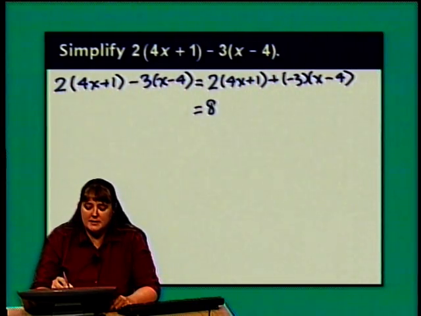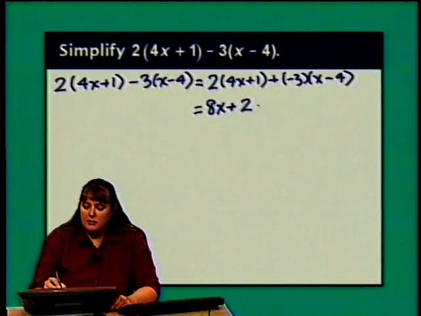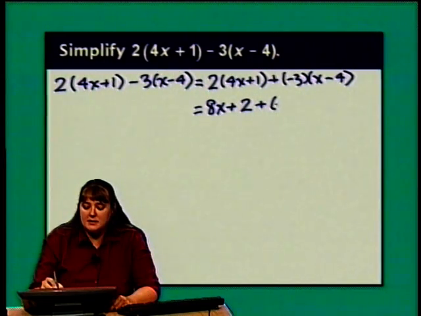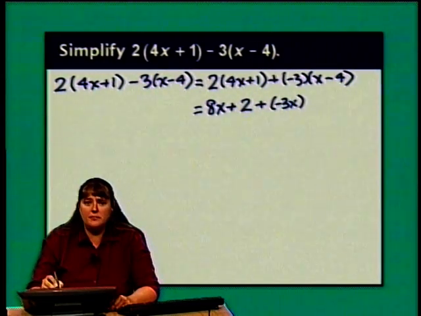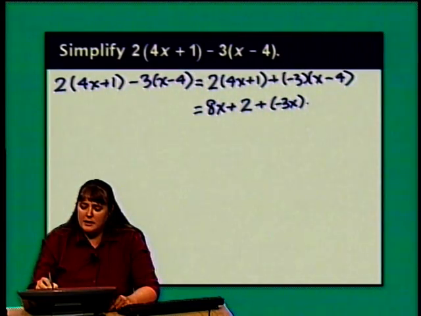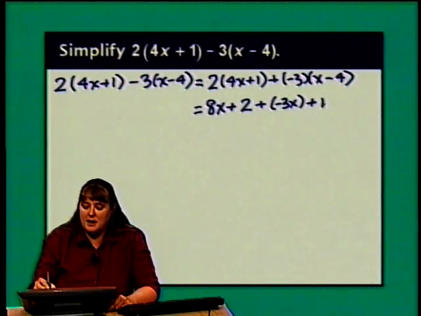2 times 4x is 8x, plus 2 times 1 is 2. Then I'm adding negative 3 times x. Negative 3 times x is negative 3x. Now at this point, I could have just written minus 3x. I know that adding negative 3x is the same as subtracting 3x. Then I'm adding negative 3 times negative 4. Again, I'm thinking of this as an addition problem. Negative 3 times negative 4 is positive 12.